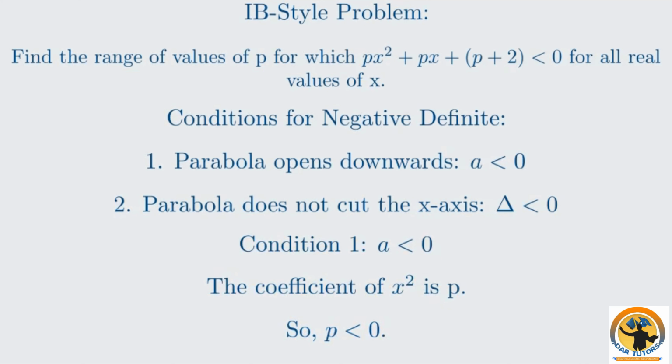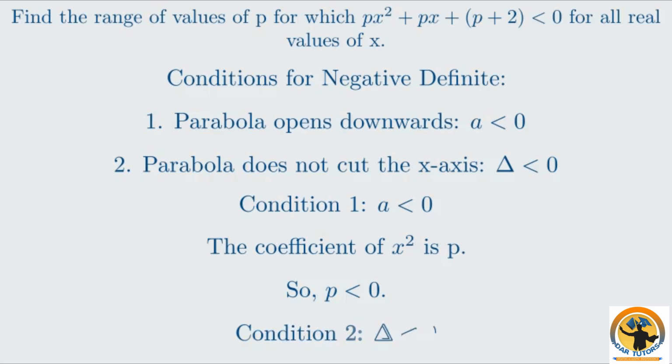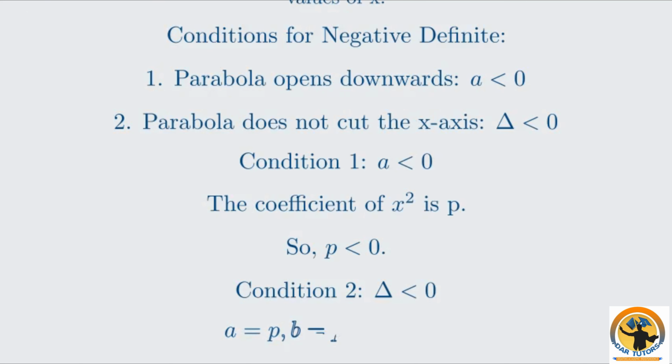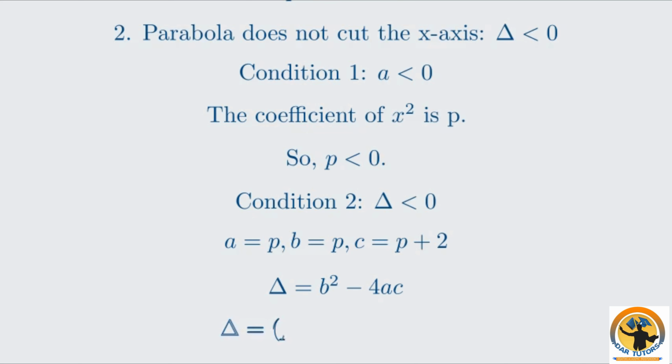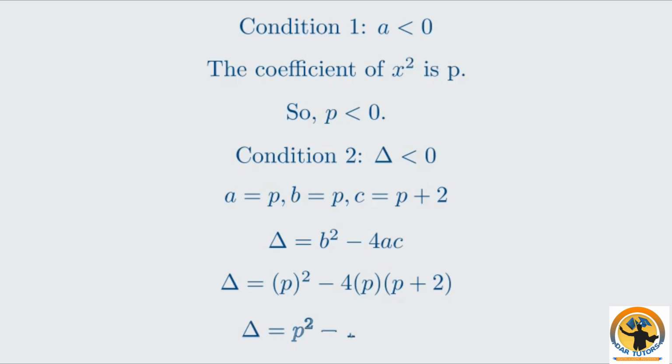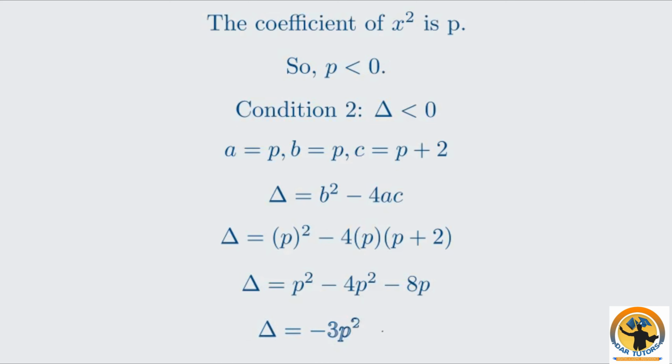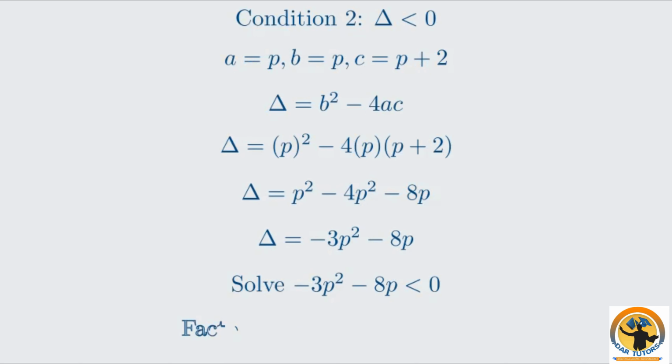Now for the second condition, the discriminant. Our coefficients are a equals p, b equals p, and c equals p plus 2. The discriminant delta is b squared minus 4ac. Substituting these, we get p squared minus 4 times p times the quantity p plus 2. Expanding and simplifying this, we get negative 3p squared minus 8p. We need the discriminant to be less than 0. So negative 3p squared minus 8p must be less than 0.